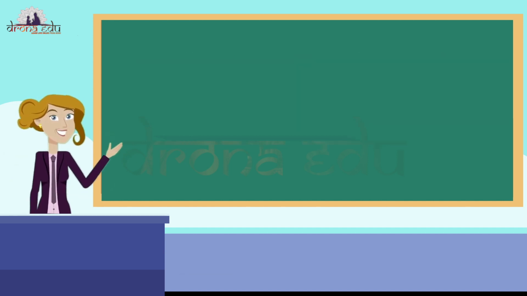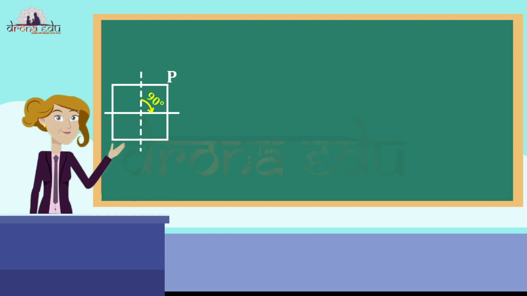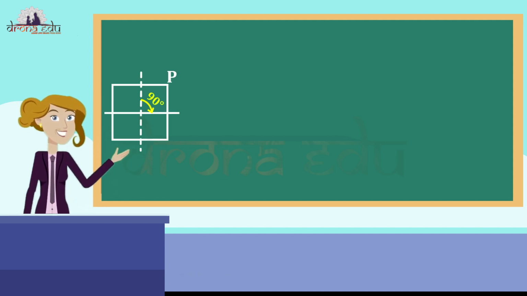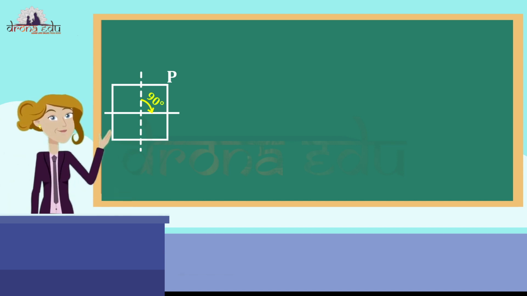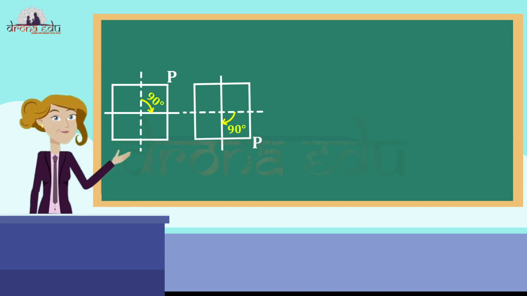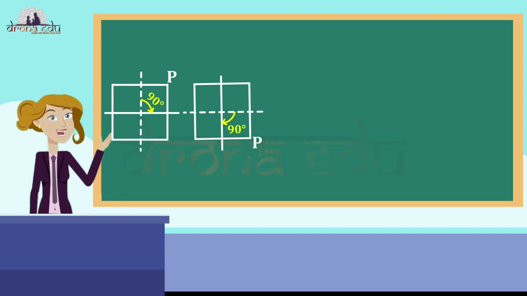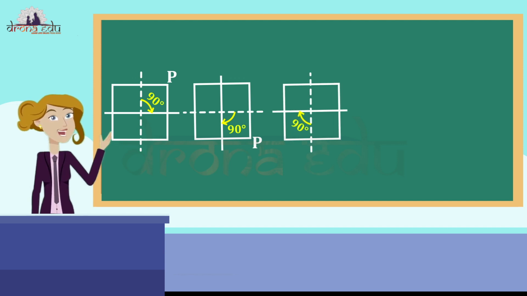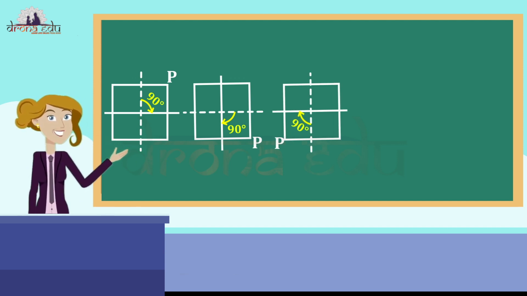Here is one more example for rotational symmetry. Consider a square with P as one of its corners. Let us perform quarter turns about the center of the square marked in the figure. This is the initial position. Rotation by 90 degrees about the center leads to this figure. Note the position of P now. Rotate again through 90 degrees and you get the third figure.